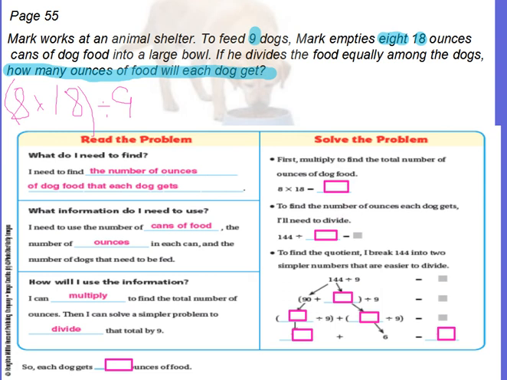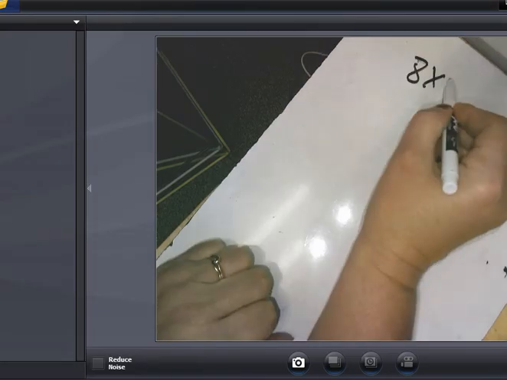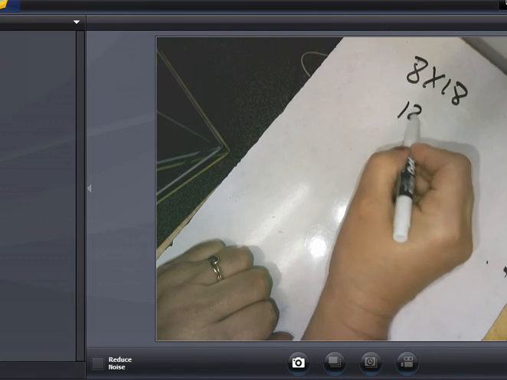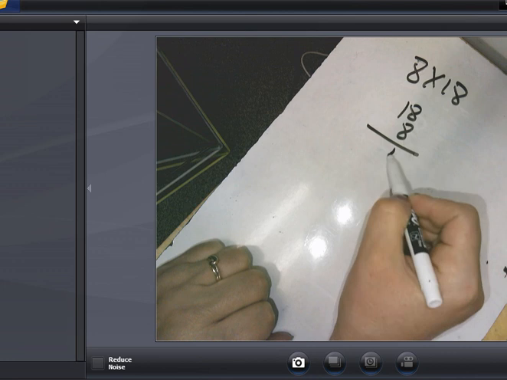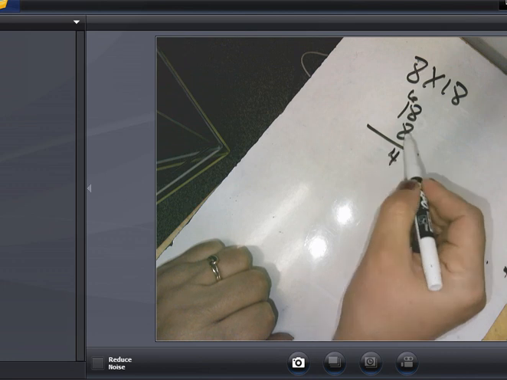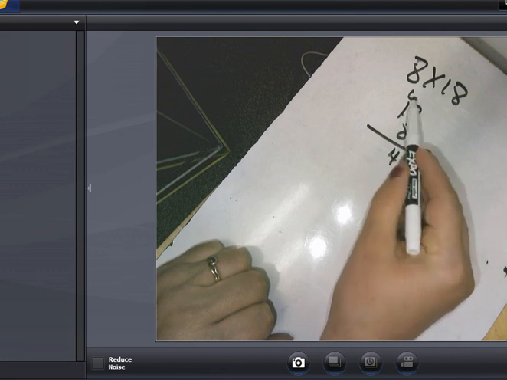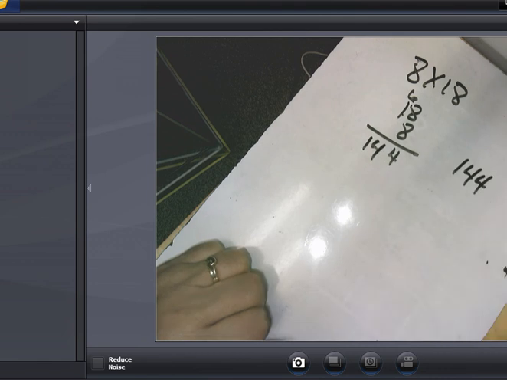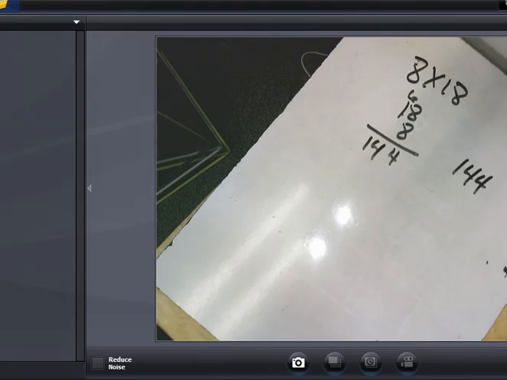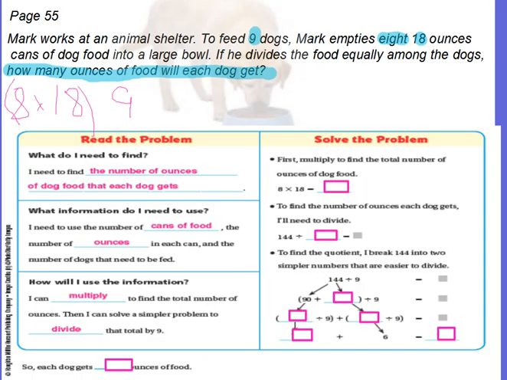My first step is to multiply 8 times 18, and I can do that. 8 times 18. I always put my larger number on top. 8 times 8 is 64. And 8 times 1 is 8, plus 6 more is 14, so 144. So I have 144 ounces.